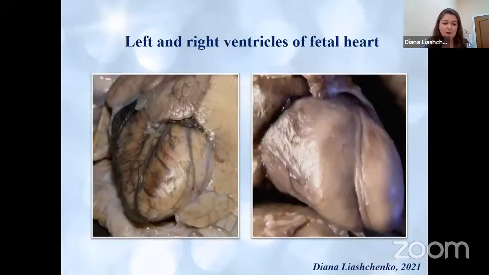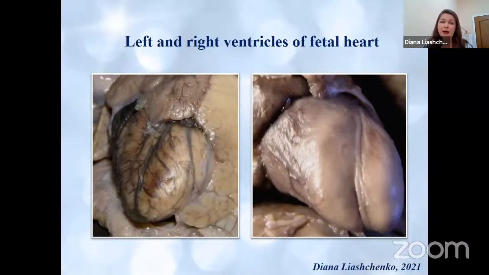Regarding the other chambers of the heart, I want to stop on the left and right ventricles because they have very important pump functions during pregnancy and during development in the prenatal period. Both ventricles are well developed in this period. This is one sample, the right picture is another sample, and you can see a well-developed cardiac notch on the apex of the heart. This is the right ventricle, this is the left ventricle, and this is the left lung with the cardiac notch of the left lung.